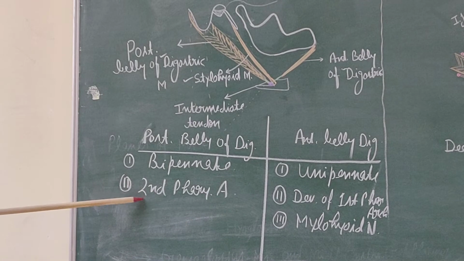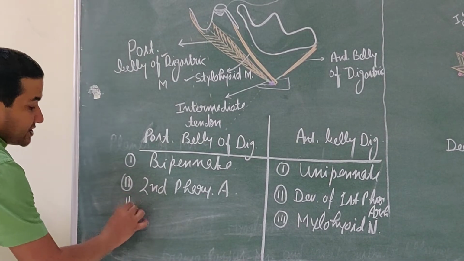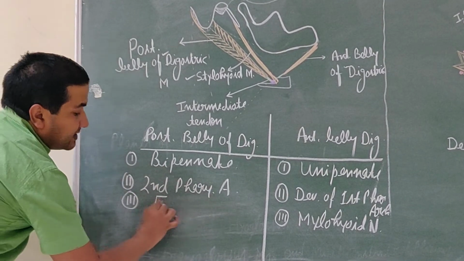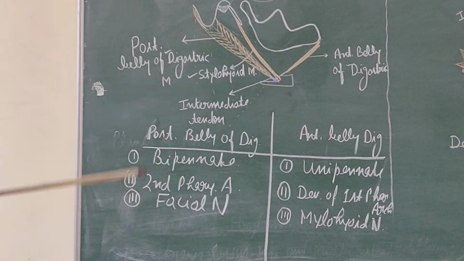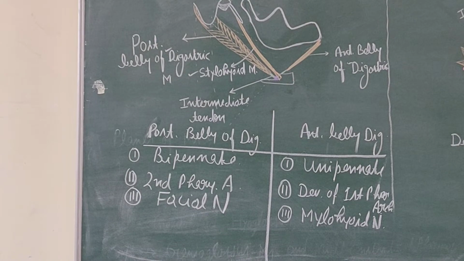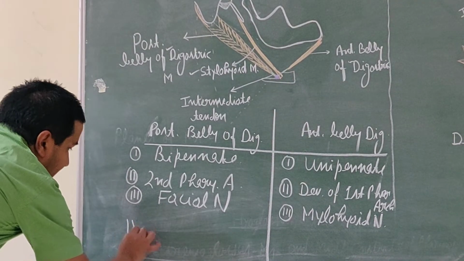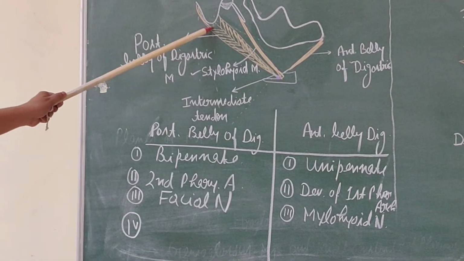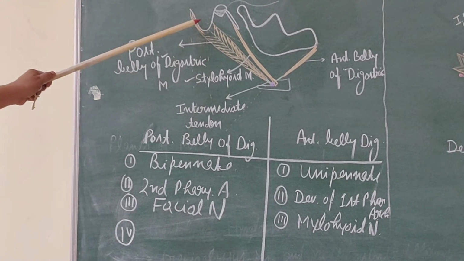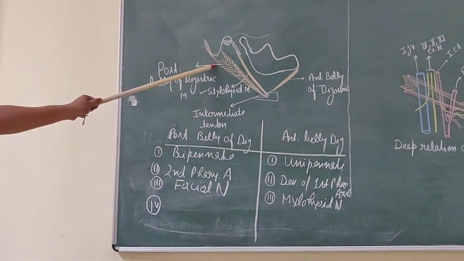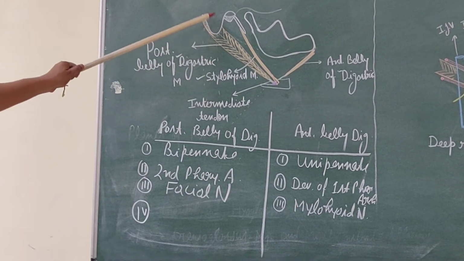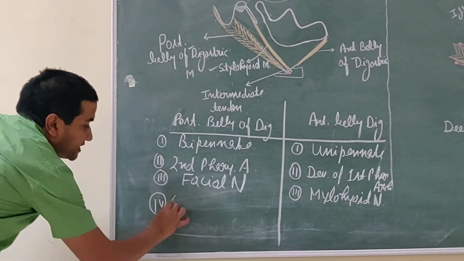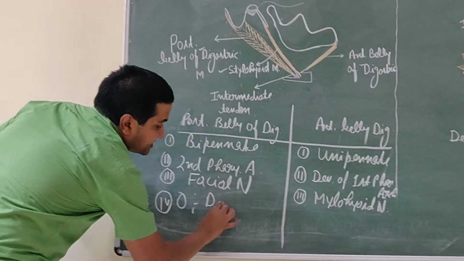This is the second arch. So, the second arch nerve is the facial nerve. So, this posterior belly is supplied by the facial nerve. Now, this posterior belly takes origin from the digastric notch that is situated on the medial aspect of the mastoid process.